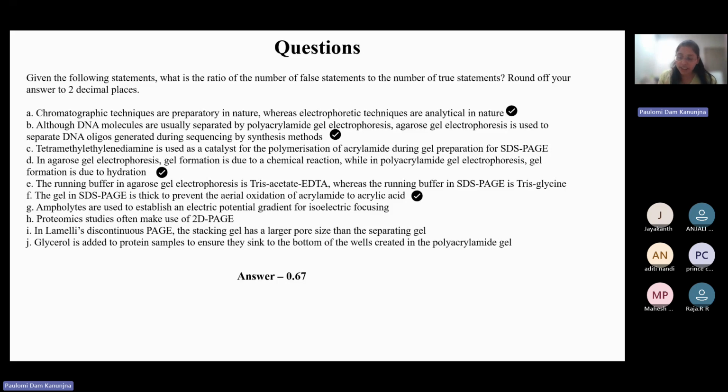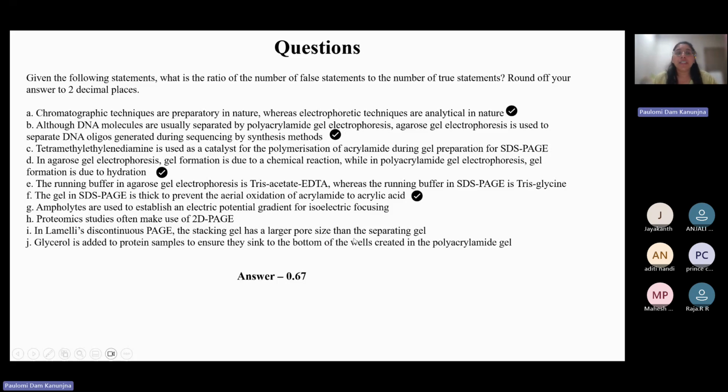So for a smaller resolution, we generally use PAGE and not agarose gel electrophoresis. Agarose gel electrophoresis is a good matrix to resolve fragments from 100 base pairs to a kilobase pair. But if you want to do sequencing by synthesis, which involves smaller fragments, we generally do PAGE. So it's actually written the opposite. You are using DNA molecules for agarose gel electrophoresis, but the DNA oligos, which are shorter in size, are usually separated by PAGE. So that's why this is a wrong answer.